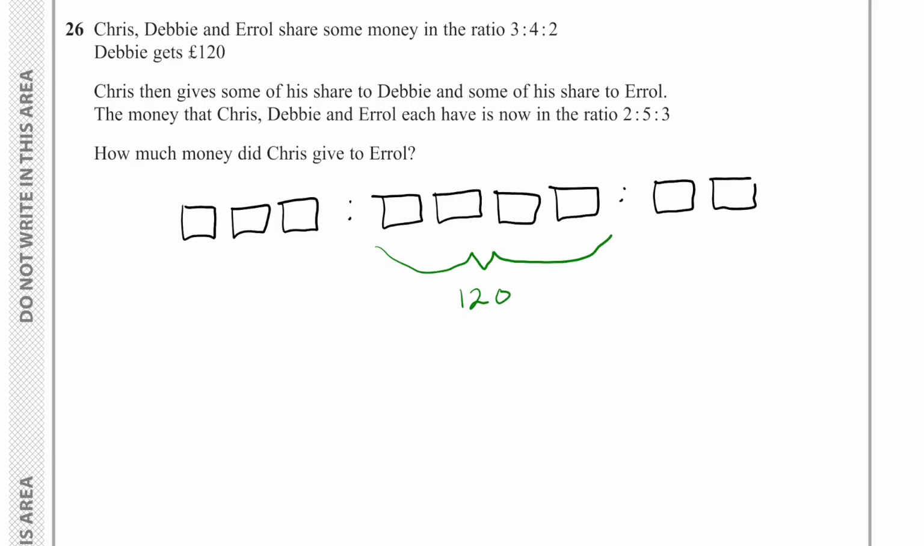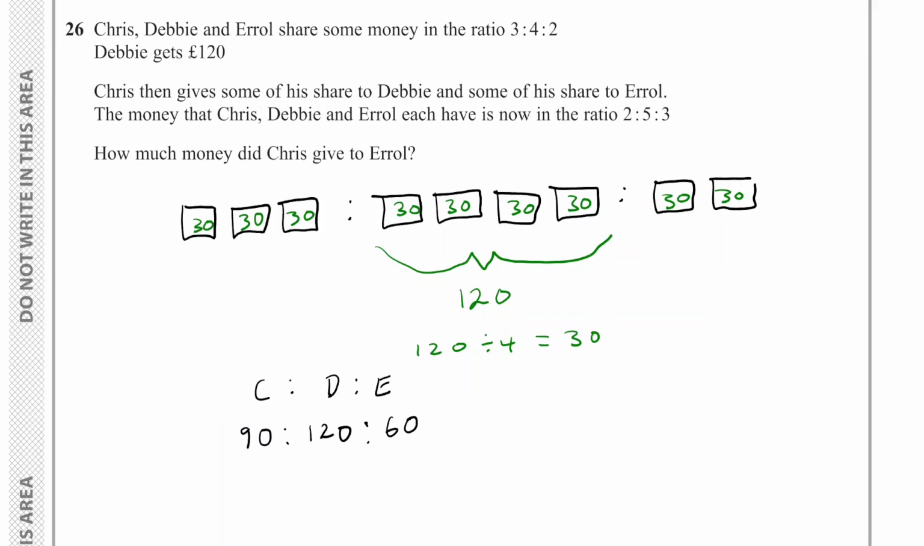So split 120 between the 4 parts is £30 each. So each part must be £30, and every part is equal. So we can work out how much each of them have to start with. So we have Chris, Debbie, and Errol. 3 30s are 90. Debbie has 120, we already know that, and 2 30s are 60. So that's how much money they have to start with. And then let's move on to the rest of the question.